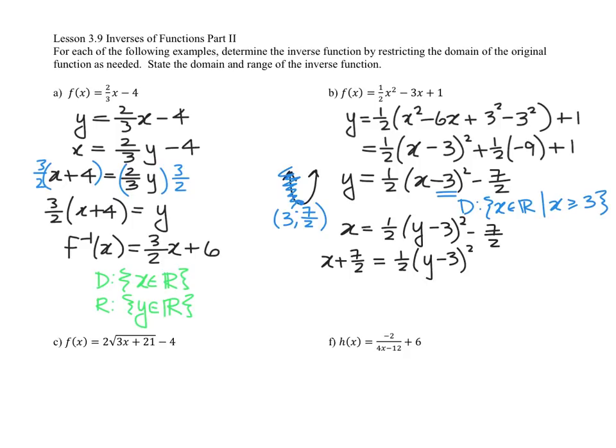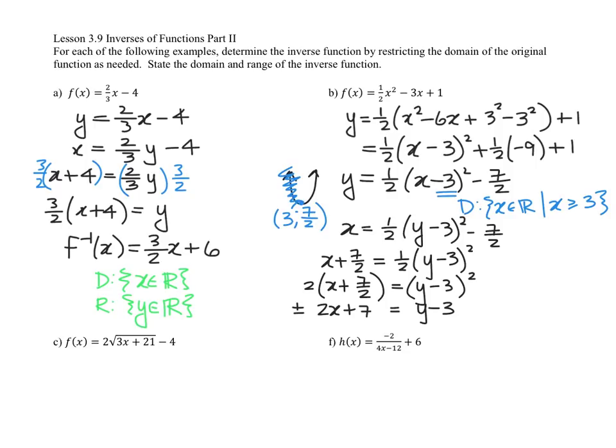And in my next step, I'm going to divide by half. But again, I don't like to divide by fractions. I would rather multiply by the reciprocal. So I'm going to multiply both sides by 2 over 1. So when I do that, I get 2 times (x plus 7 over 2) equals (y minus 3) squared. When I get rid of the brackets, I get 2x plus 7 equals (y minus 3) squared.